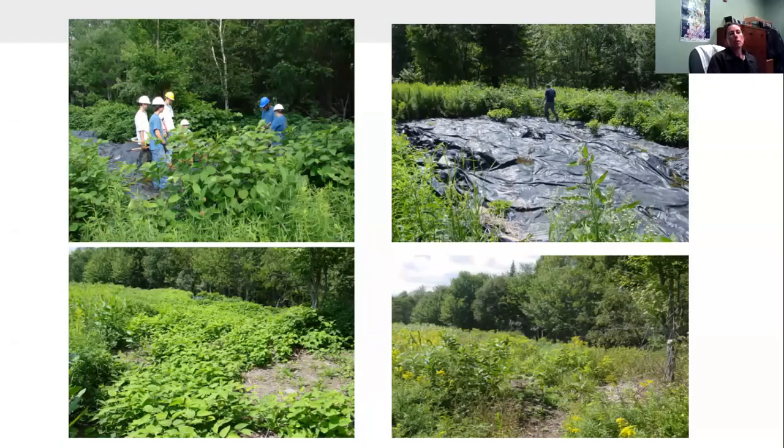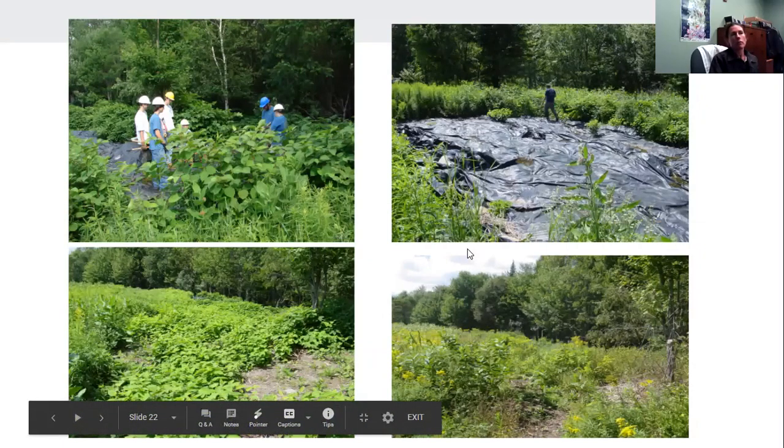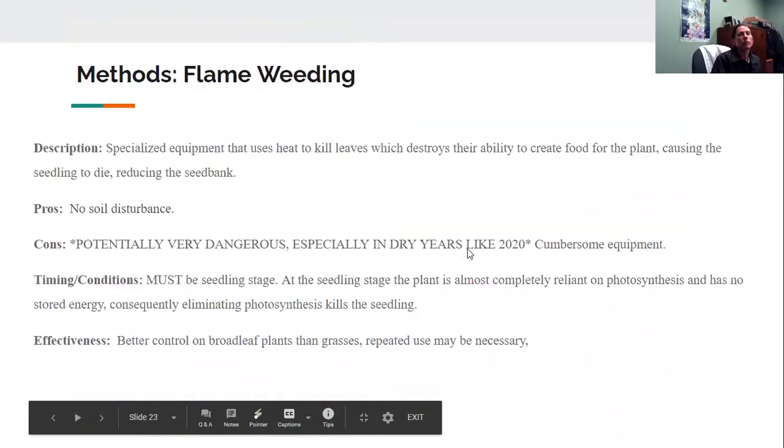So maybe if this was done a little differently, maybe if there was a much bigger buffer, and maybe if we used cardboard or newspaper with mulch, I might have had a different experience. But this is what I've experienced with knotweed. And I think that's all I have, Corey.